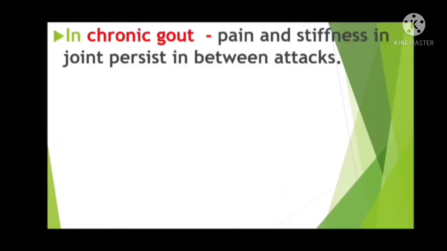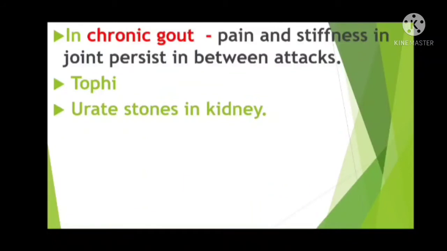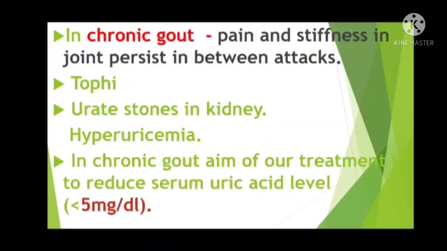So in chronic gout, in between acute attacks there is pain and stiffness, and other cardinal features of chronic gout are tophi, which are chalk-like deposits under the skin, and formation of urate stones in the kidney, and obviously there will be hyperuricemia. And in chronic gout we are trying to reduce the serum urate level below 6 or 5 milligram per deciliter.